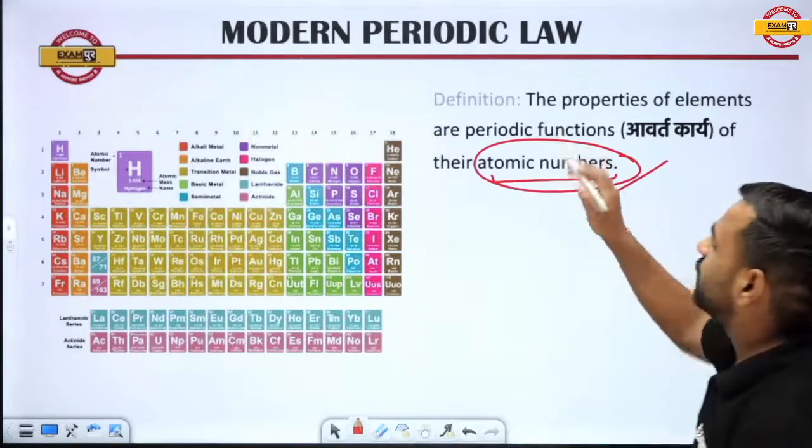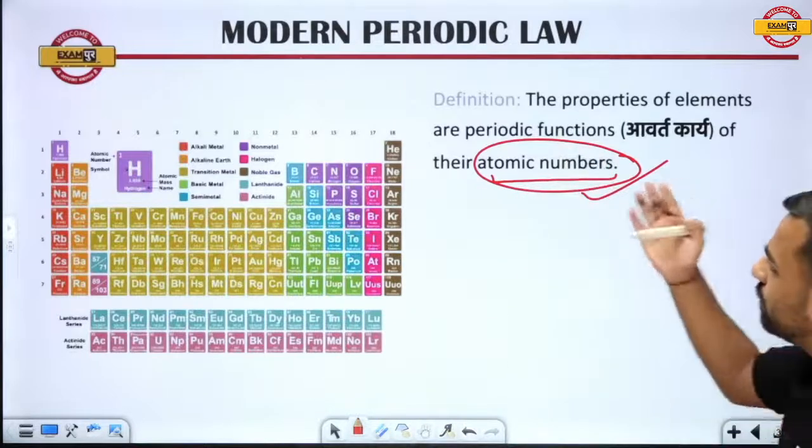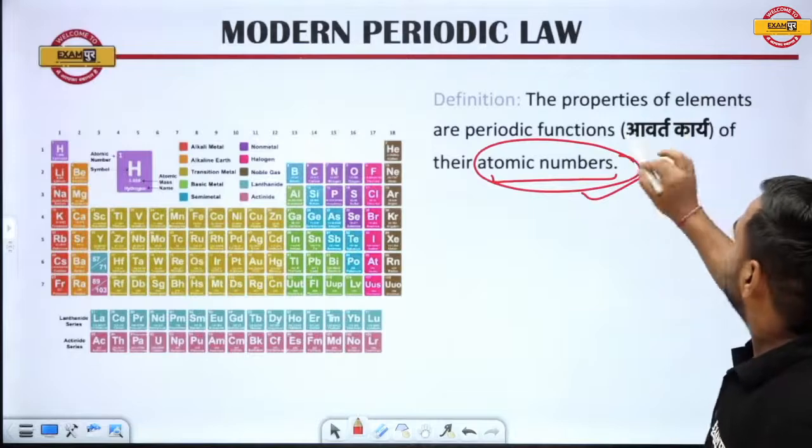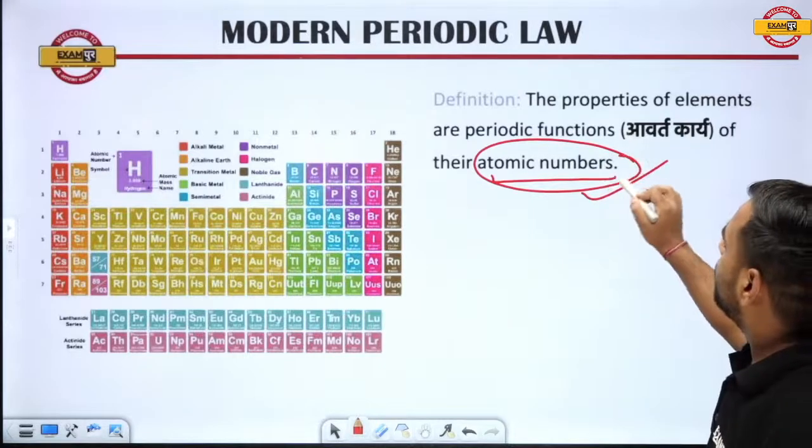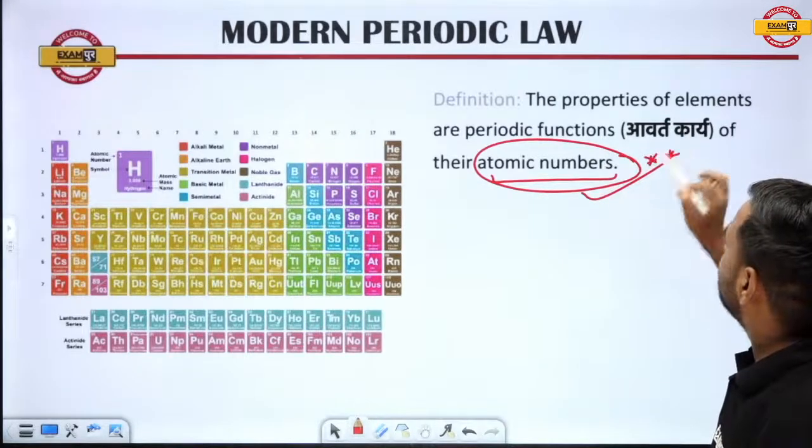So again I'll say, the modern periodic table's definition: the properties of the elements are periodic functions of their atomic numbers. Now this is important, it is asked in the examination many times.